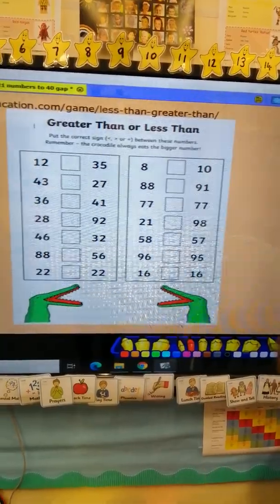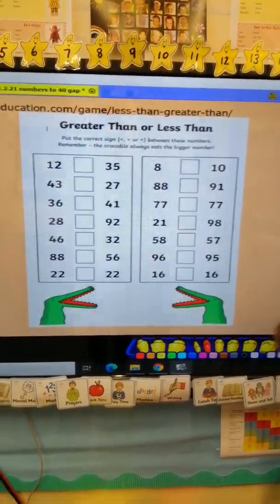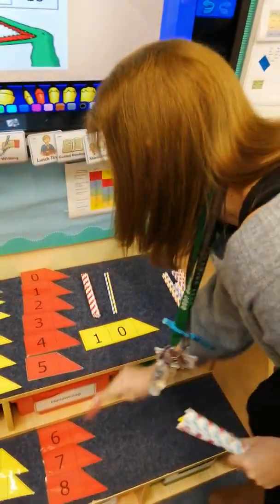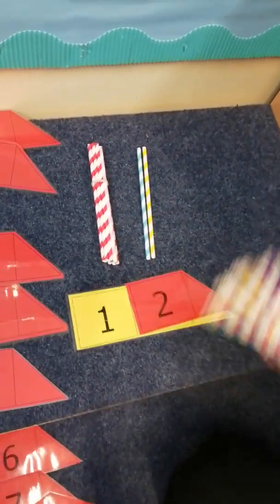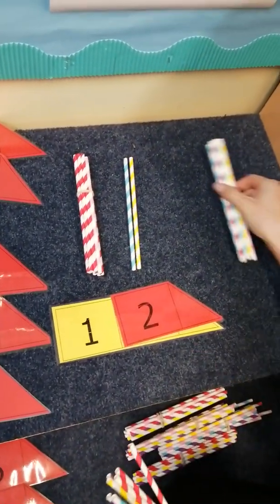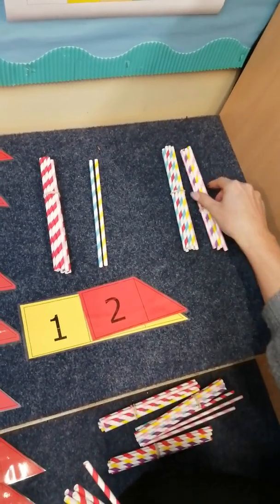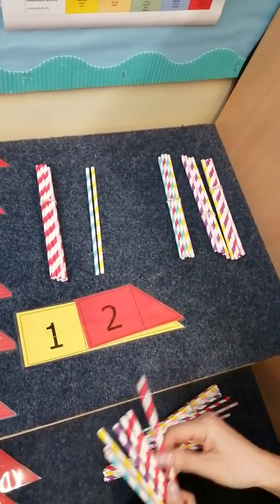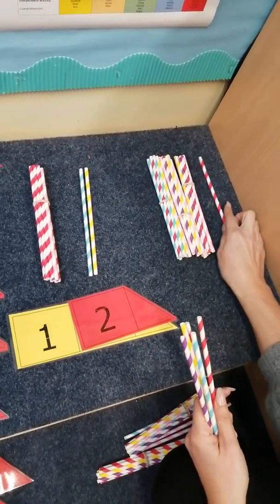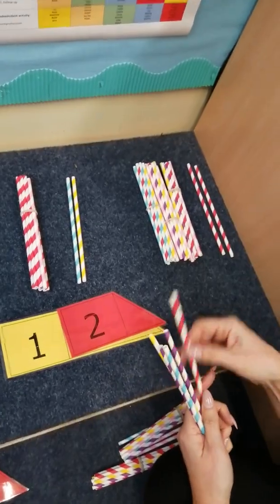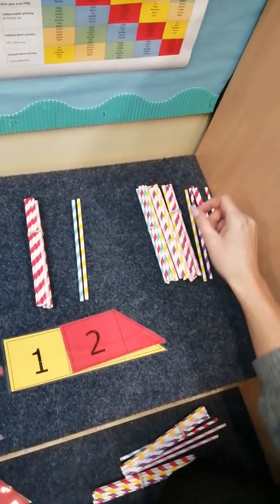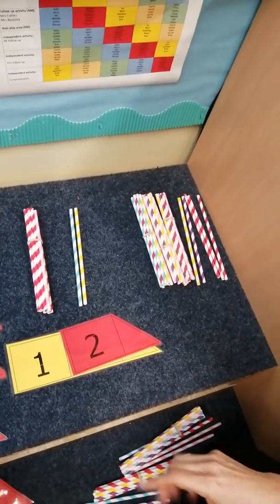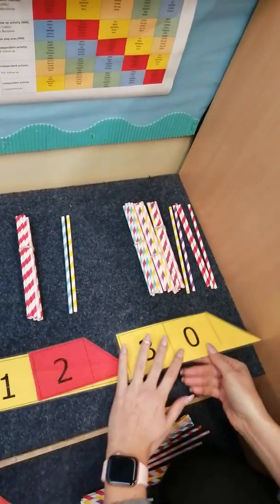I'm going to pop that down here. I'm going to put underneath it my arrow cards represented by 1 ten and 2 ones is my number 12. And I'm going to compare it with the number 35. 10, 20, 30, 31, 32, 33, 34, 35. That's made up of 3 tens and 5 ones.